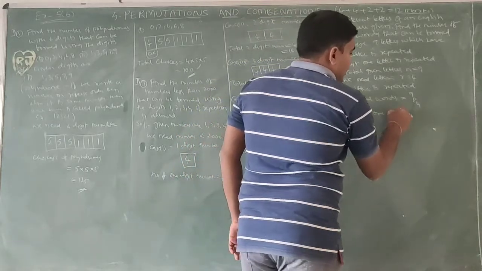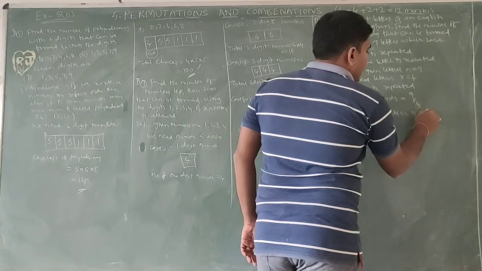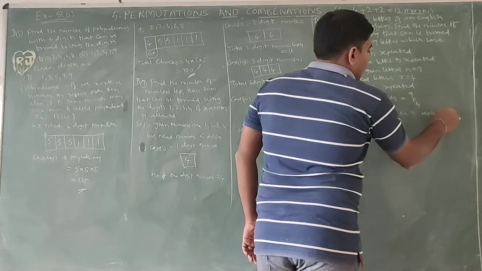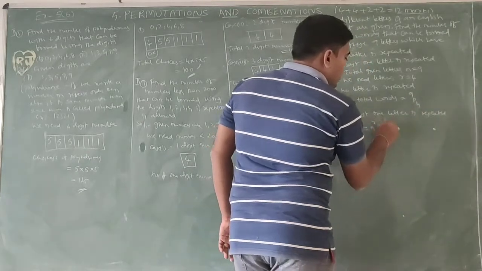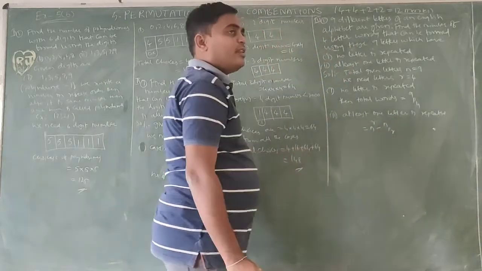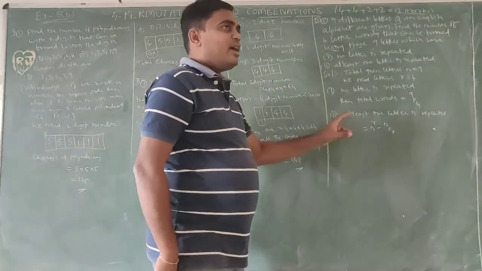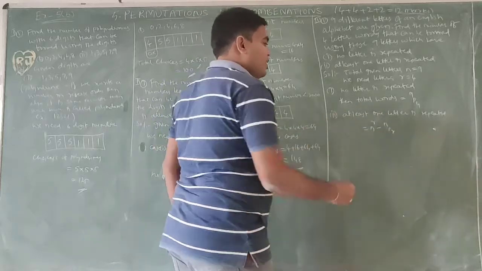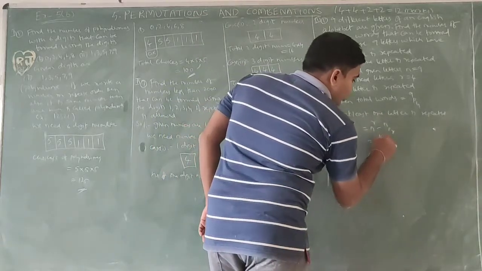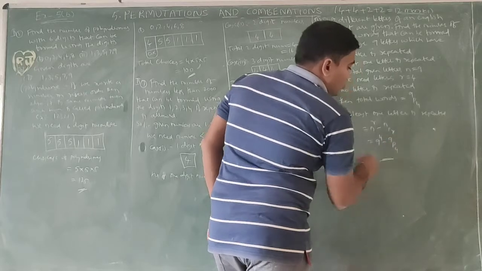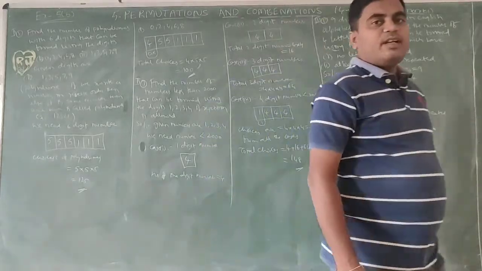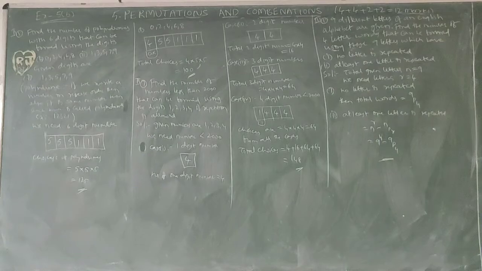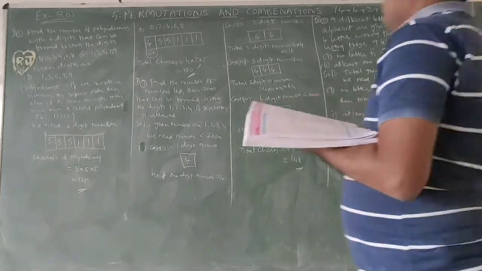Second, at least one letter is repeated. What is the formula? n power r minus npr. This is the formula. So n power r is the repetition is allowed. This is repetition is not allowed. If we subtract, we will get 9 power 4 minus 9p4. So this is the required solution. Okay. Next question.